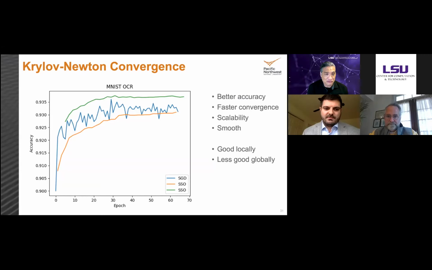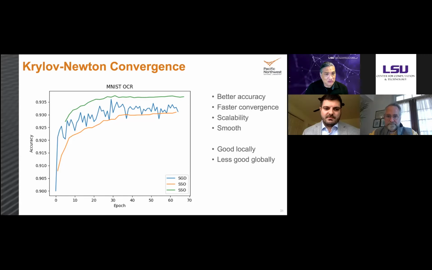Still kind of trying to catch up to stochastic gradient descent. With the green line, I took 5 steps of stochastic gradient descent and used that to initialize the second order method. And so there you can see that it starts off well and continues to stay above the stochastic gradient descent. And so this is okay, right?